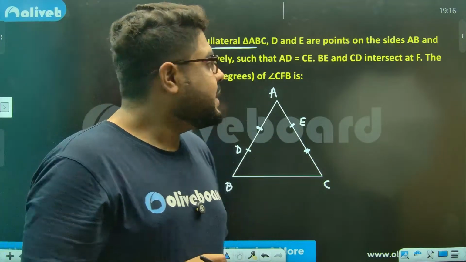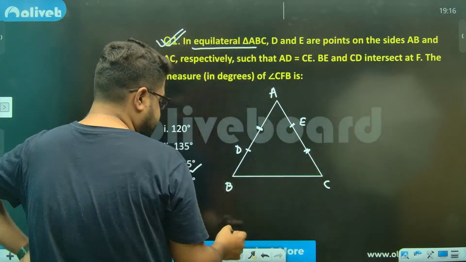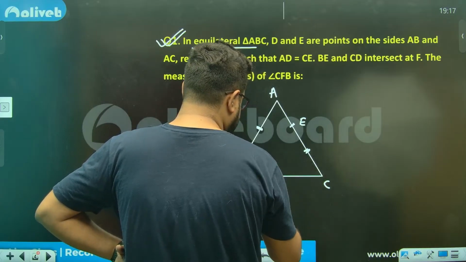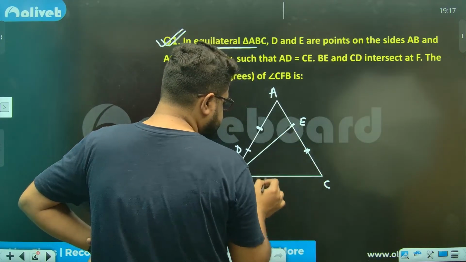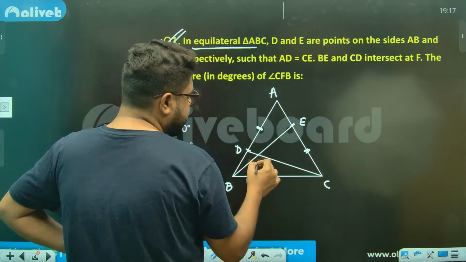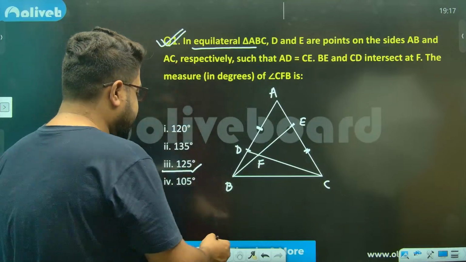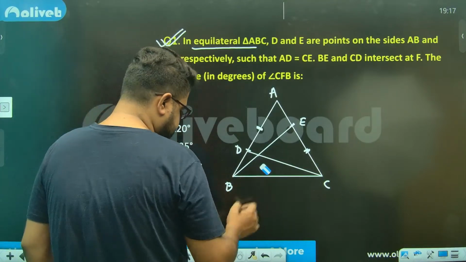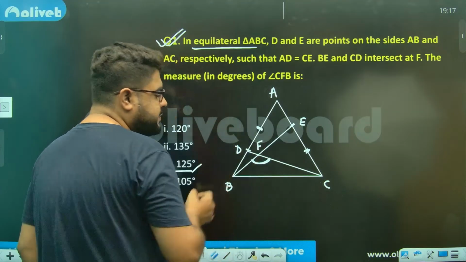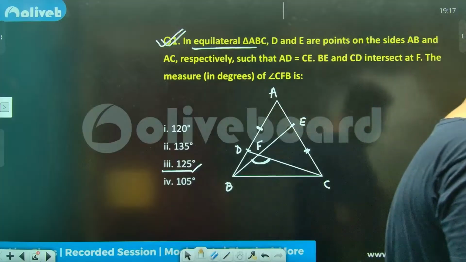Now they're saying BE and CD intersect at a certain point. Let's draw: BE is this and CD is this. They are intersecting at F. This is the point F. They're asking the measure of angle CFB, the value of this particular angle.